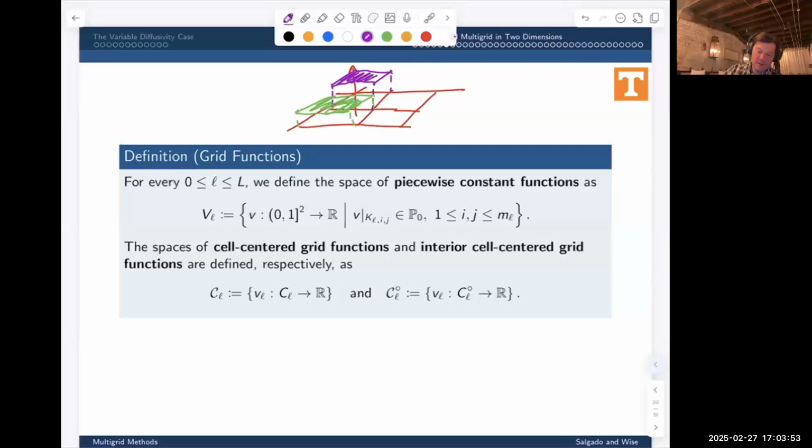Purple guy here. Let's do orange next. Orange might be up here. And finally blue maybe. Okay, so that's what a piecewise constant function looks like.